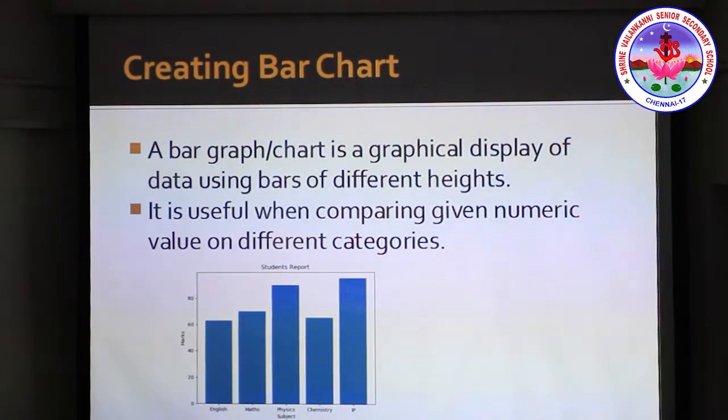A bar graph or chart is a graphical display of data using bars of different heights. You can see from this chart, this is the bar chart with different heights. Each bar is of different height. It is useful when comparing a given numeric value on different categories. As you can see from this example, this is a student report, one student's marks in different subjects. From this chart you can easily analyze he got more marks in IP. So, this is the use of bar chart to compare the given data.